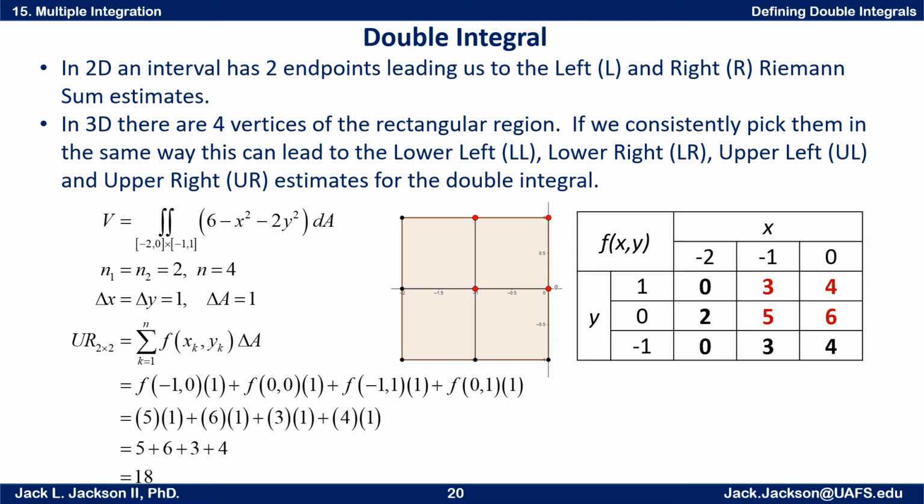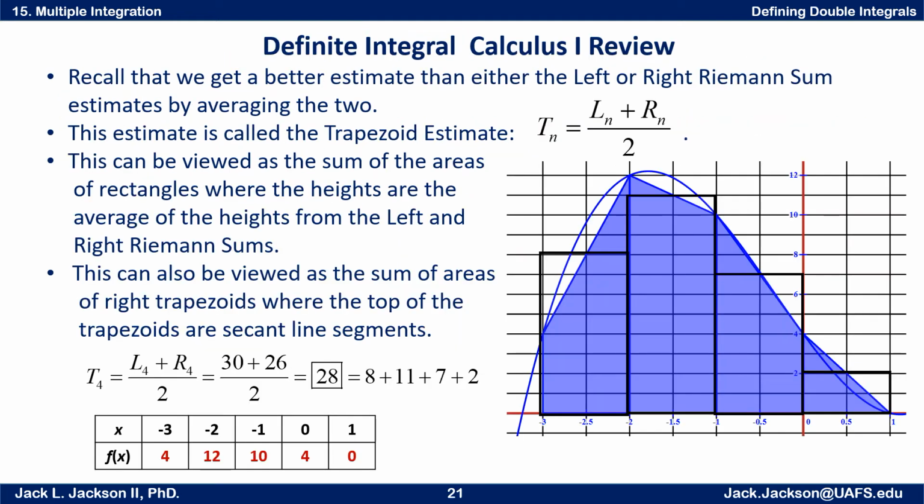Okay. So those are analogous to the left and right Riemann sums that we did in Calculus 1. Now, in Calculus 1, we found that we could get a better estimate than the left or right Riemann sums by averaging the two. We call that our trapezoid estimate. So T sub n is L sub n plus R sub n divided by 2.